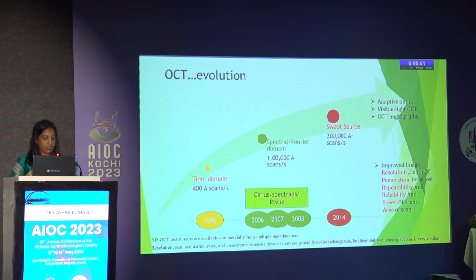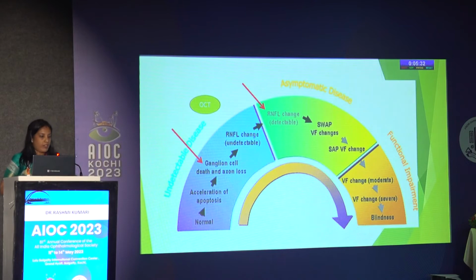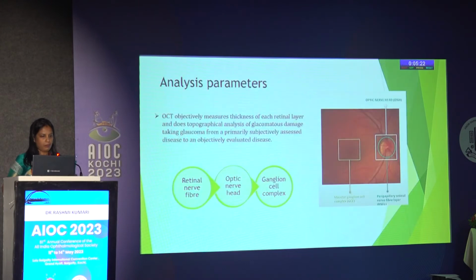Resolution, scan acquisition rate, and measurements across these devices are generally not interchangeable, but their ability to detect glaucoma is very similar. So an OCT scan from one instrument needs to be compared with the same instrument as well. Apples cannot be compared with oranges. As far as the glaucoma continuum is concerned, OCT holds its place even before we get the visual field changes. That is pre-perimetric glaucoma.